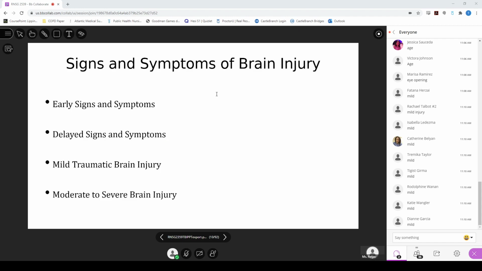So this is a primary brain injury that she had from her fall. The primary is the initial part of the brain injury, and then there's secondary injuries that happen because of that, and we'll get into those in a minute. But what are some of the early signs and symptoms of brain injury? How do they present?